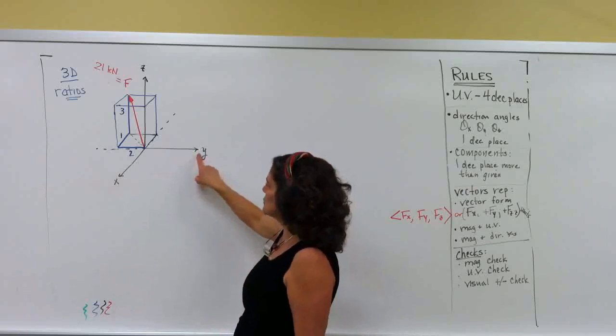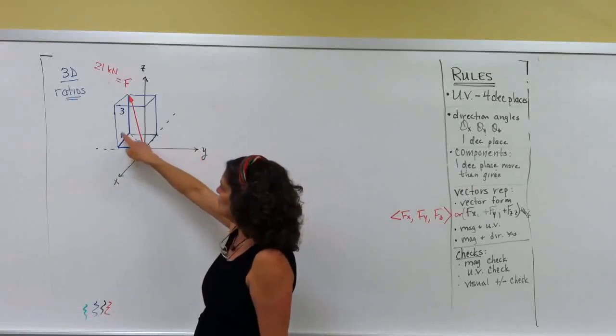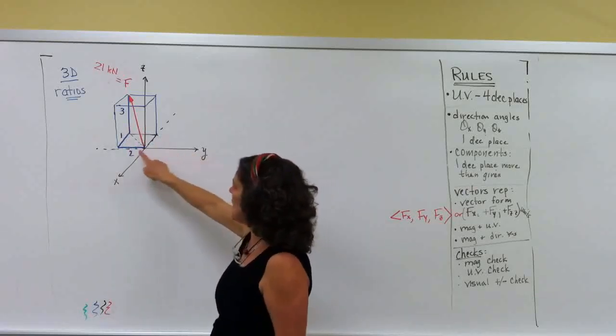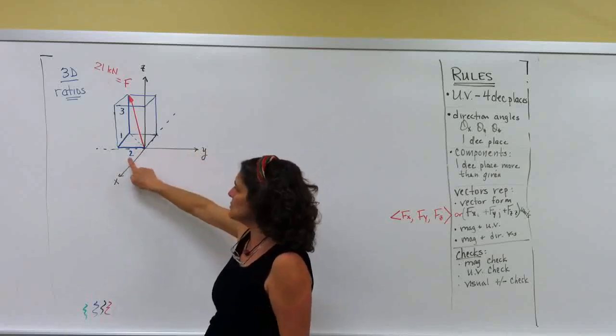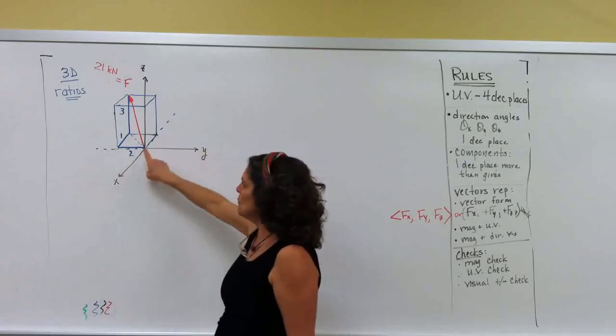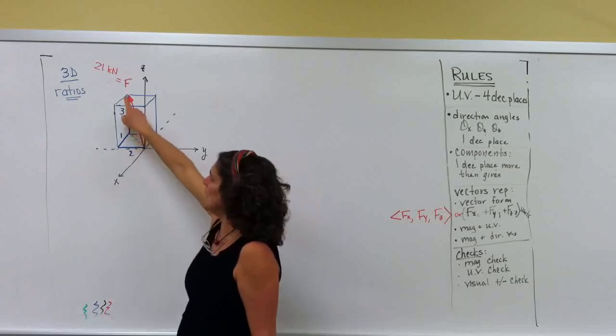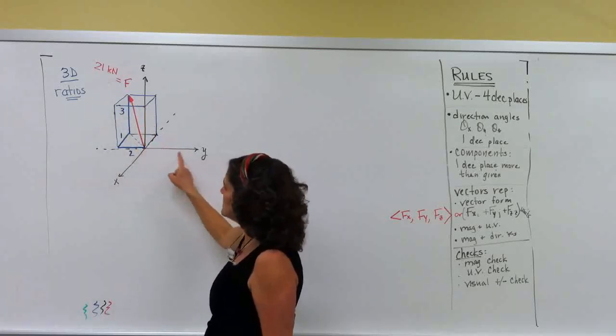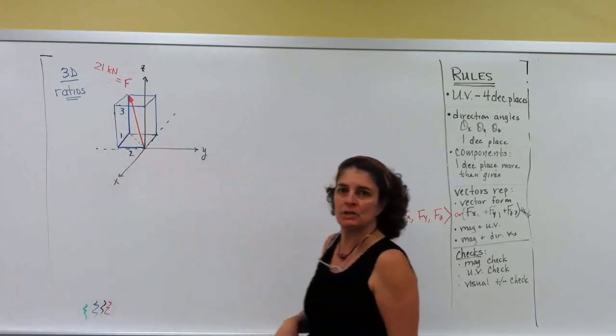Okay, how about in the y direction? Which distance here is parallel to, or along, the y-axis? It's the 2. When the force goes from this origin point up to here, is it going in the positive 2 direction or the negative 2 direction?